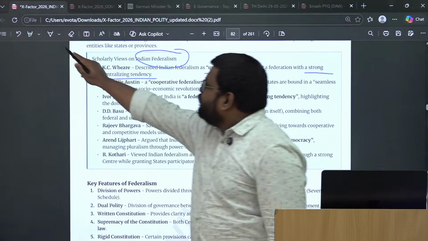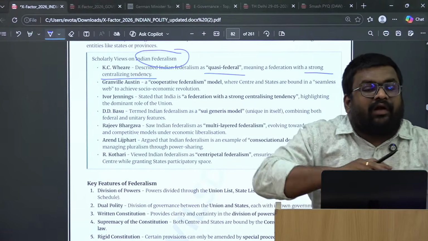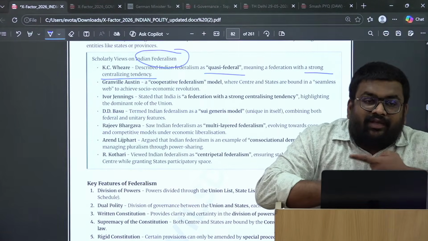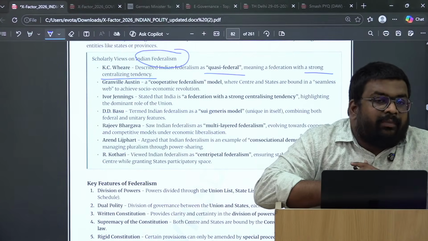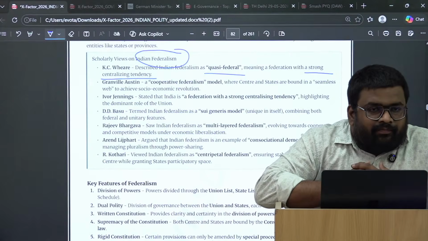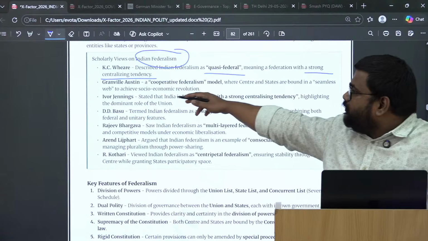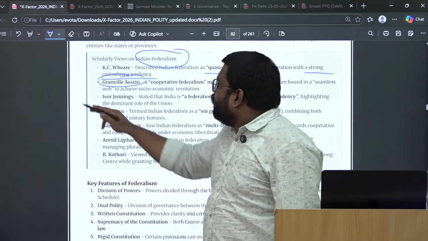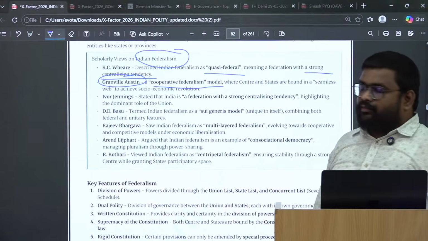नेक्स्ट सेकंड, कोऑपरेटिव फेडरलिज्म. सो कोऑपरेटिव फेडरलिज्म पे क्वेश्चन आ गया, जैसे जीएसटी एक्ट था. सो टू व्हाट एक्सटेंट 101 कॉन्स्टिट्यूशनल अमेंडमेंट एक्ट reflect the spirit of accommodative federalism. So accommodative federalism is nothing but cooperative federalism. Immediately after reading this, you will understand, okay, cooperative federalism पे क्वेश्चन आ गया, I will use Granville Austin.